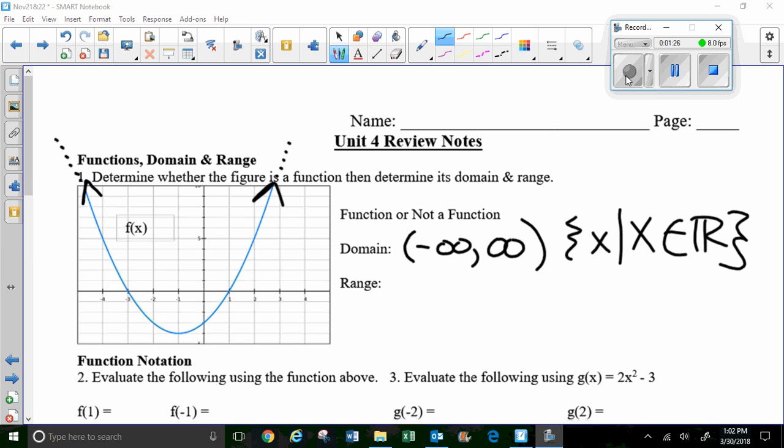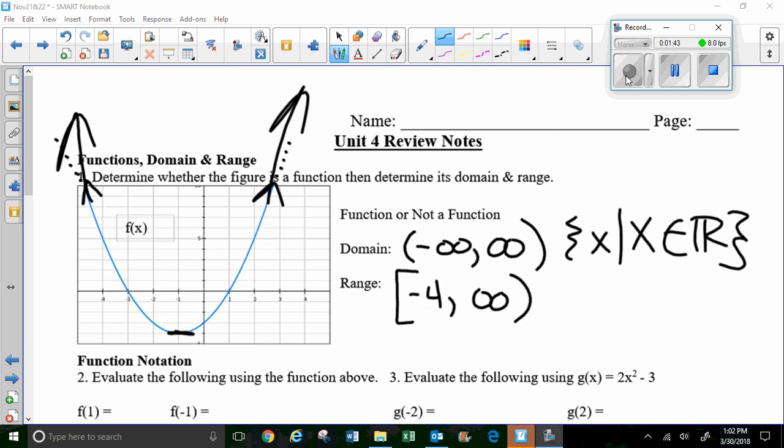For the range, I'm going to go to the lowest y value, the lowest point of my graph, which happens to be at -4, included because it's a solid line there. And then my graph shoots up forever, so it's going to positive infinity. In set notation, we go y such that y is somehow related to -4. I'm going to go with y is always greater than or equal to -4, because we're including -4 as a possible y value.